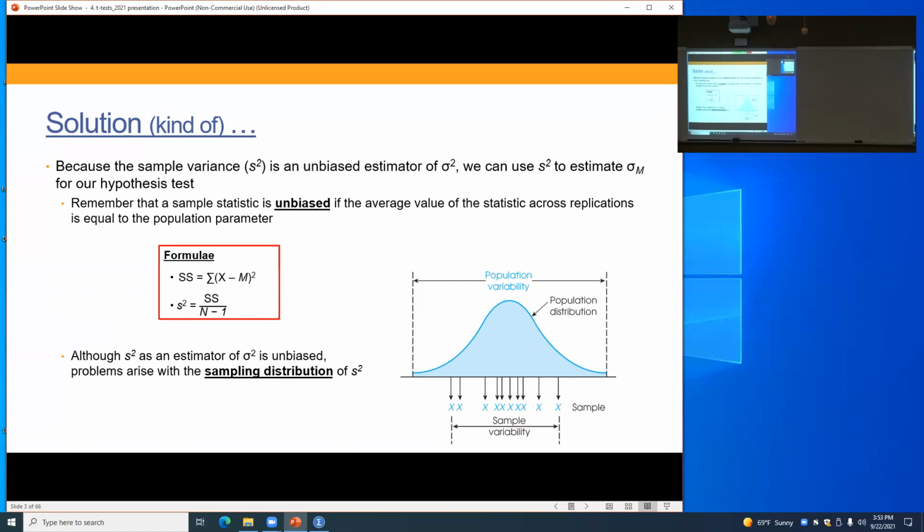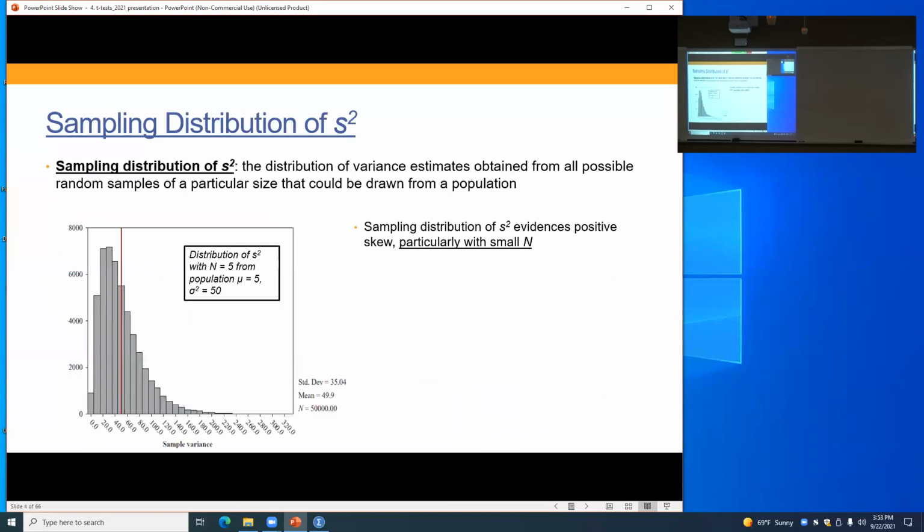Okay, same thing with variances. The sampling distribution of the variance is if we were to pull all samples of size 100 from a population and calculate the variance of all those samples. If we were to plot those out, that would give us a sampling distribution of the variance. The problem is, even though our sample variance is an unbiased estimator of the population variance, funky things start to happen when we look at that sampling distribution of the variance. My sampling distribution of the variance is, again, the distribution of all variance estimates that could be obtained from all possible random samples of a particular size drawn from the population.